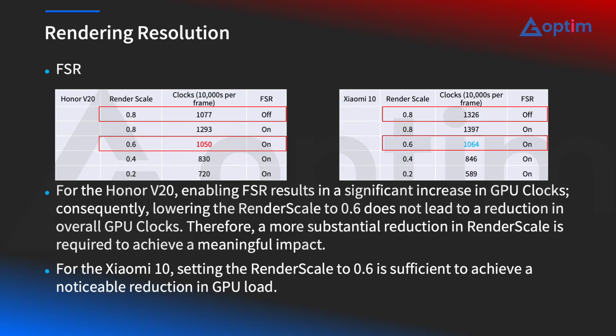Only by further reducing resolution can we actually bring clocks down, achieving a net gain and reducing overall GPU pressure. However, the situation is different on Xiaomi 10. On that device, after enabling FSR, the increase in clocks is not significant, so a moderate reduction in render scale is enough to produce a clear decrease in GPU clocks.